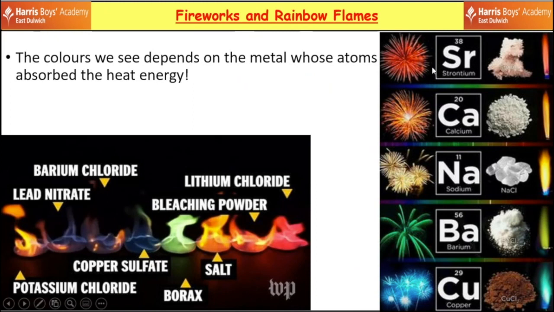So like strontium here, it's a brilliant red. Calcium will always give off a bright orange light. Sodium will always give off a bright yellow light. Barium, which is Ba, will always give off a bright green light. And also copper, which is a metal on our periodic table, will give off a brilliant blue light.